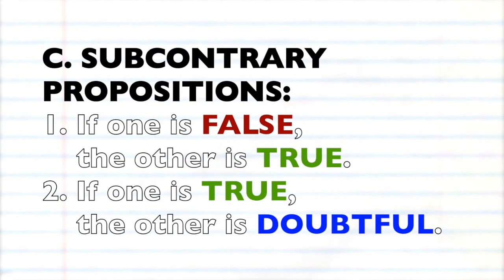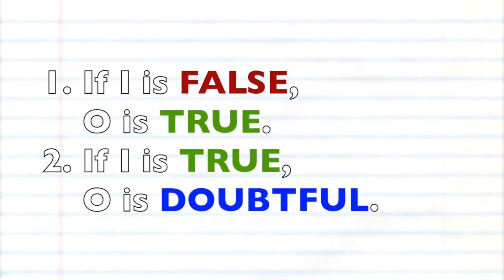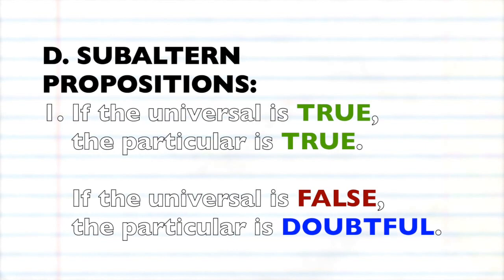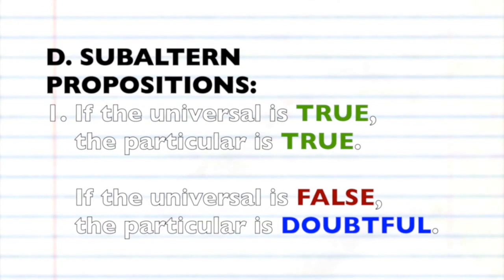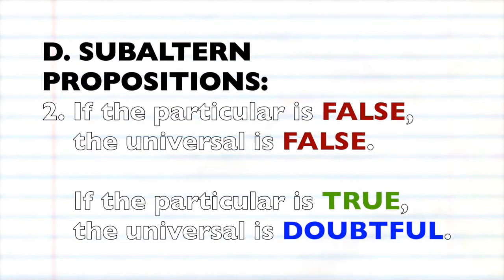C. Subcontrary propositions. If one is false, the other is true. If one is true, the other is doubtful. Examples: if I is false, O is true. If I is true, O is doubtful. D. Subaltern propositions. If the universal is true, the particular is true. If the universal is false, the particular is doubtful. If the particular is false, the universal is false. If the particular is true, the universal is doubtful.